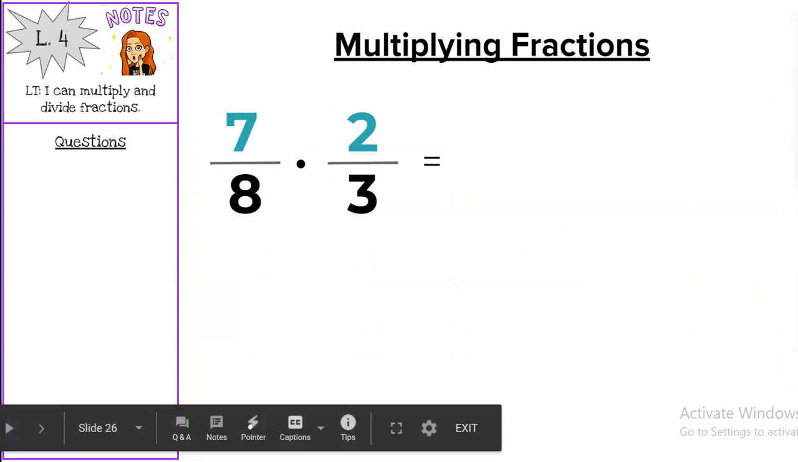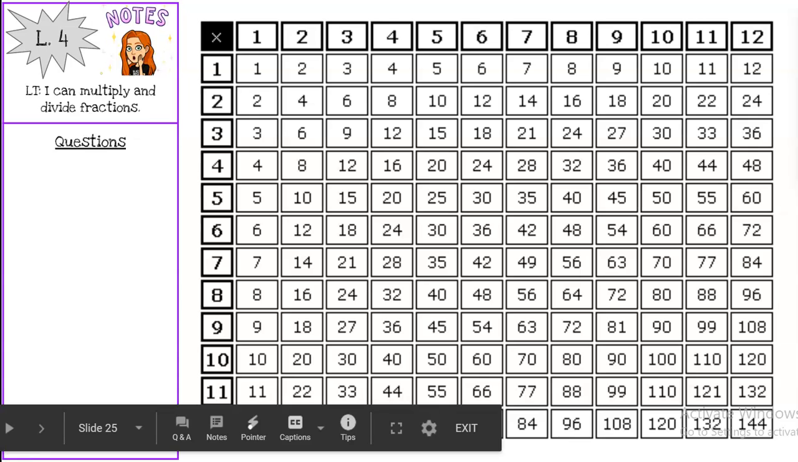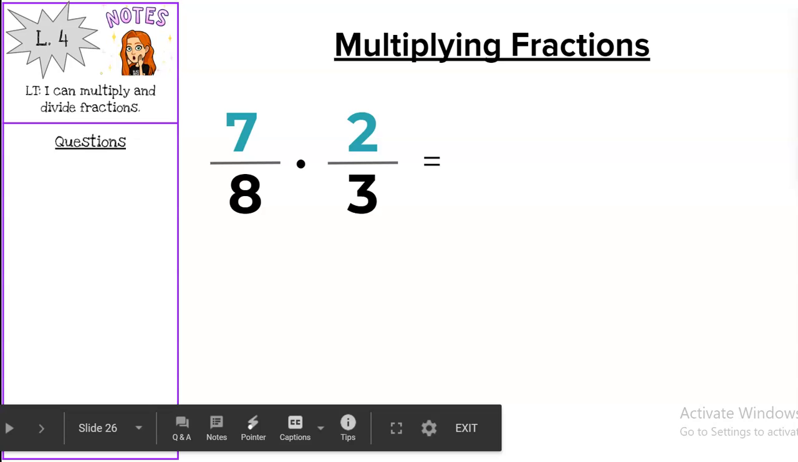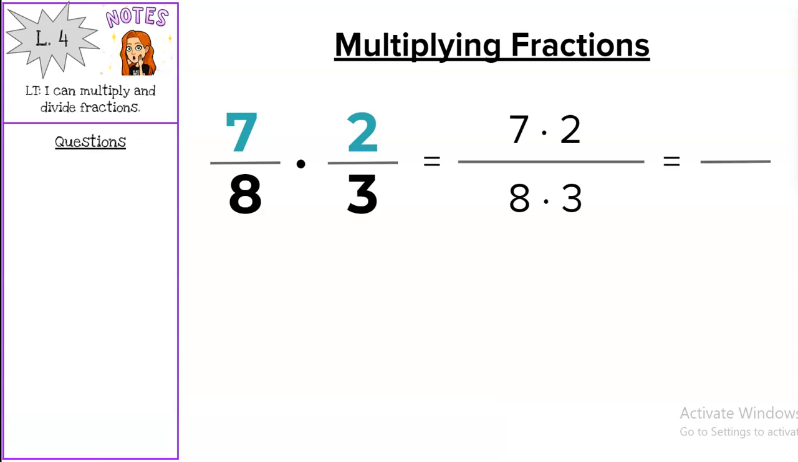If you need a multiplication table as you go through, you are free to use one, but we are going to multiply fractions. And to multiply fractions, we just multiply the numerators and then we multiply the denominators. So what is 7 times 2? Well, 7 times 2 is 14. And then we do 8 times 3. Well, 8 times 3 is 24.